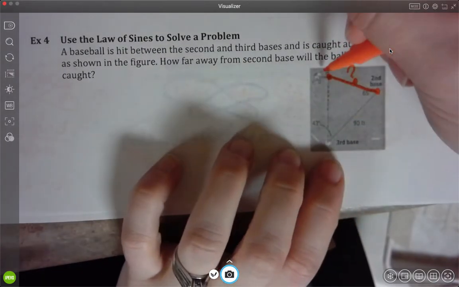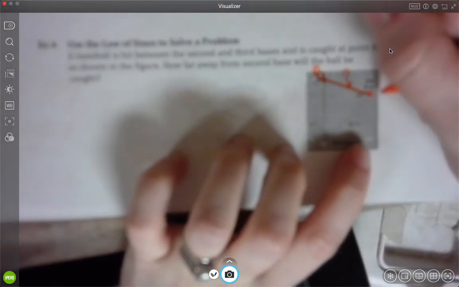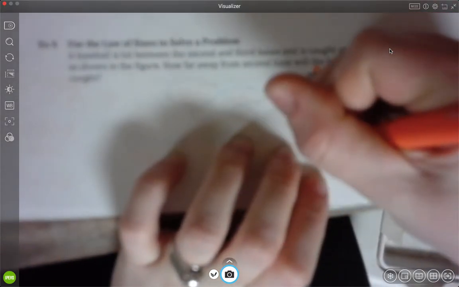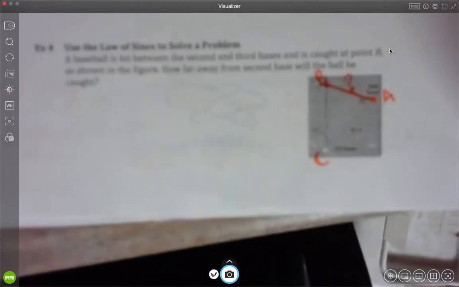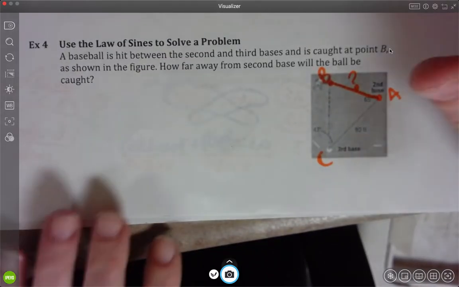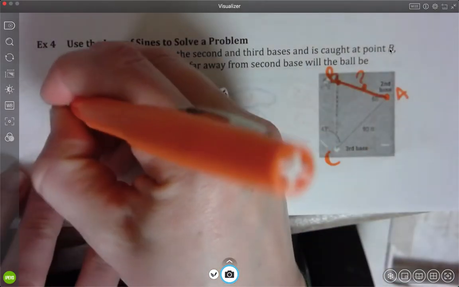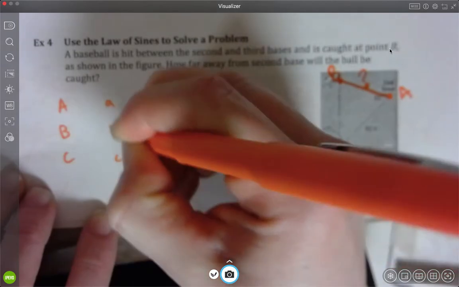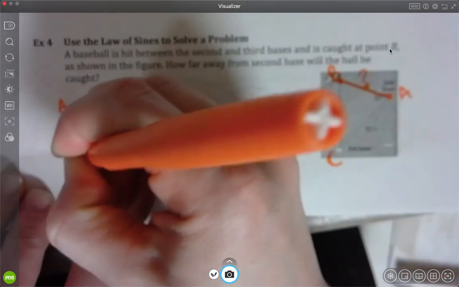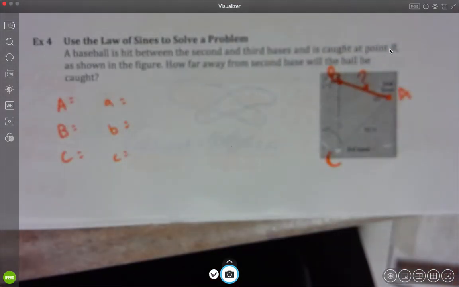Let's say this is capital B. Let's call this guy A and this guy C. So I'm just going to write out A, B, C, and A, B, C. Now in this case, we don't have to solve for everything. We're only solving for a particular side, so we don't have to solve everything here.